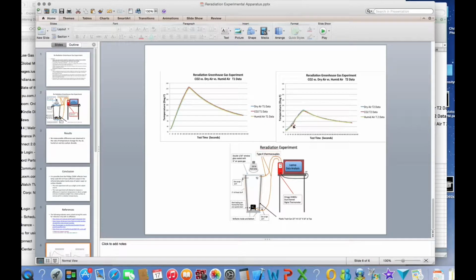But basically, a little bit of anomaly there on the carbon dioxide data. Not sure why, but it pretty much follows the same slope. So this is something I did not expect at all.